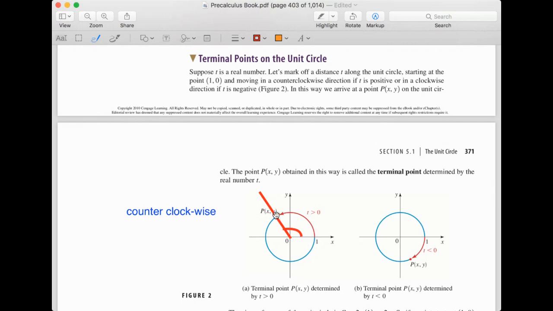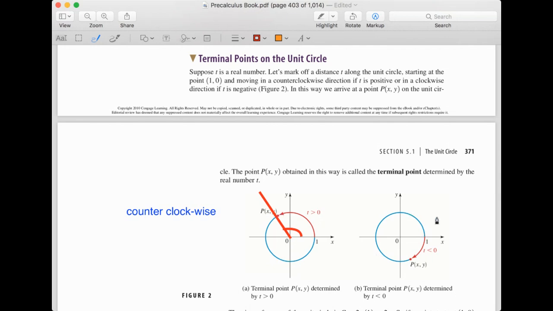I have 360 plus this t. Also ends up here. And I can keep going. 720 plus t ends up here. So we call this a terminal point, and this line is called the terminal line. A lot of angles share the same terminal point. A lot of angles end up at this point that differ by 360 or 720, and so on and so forth.